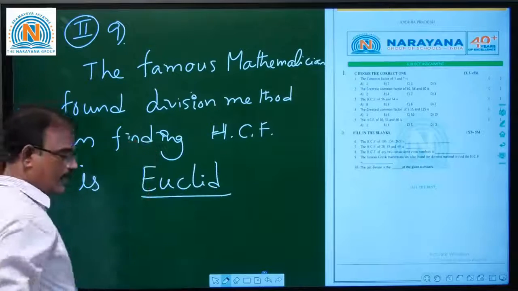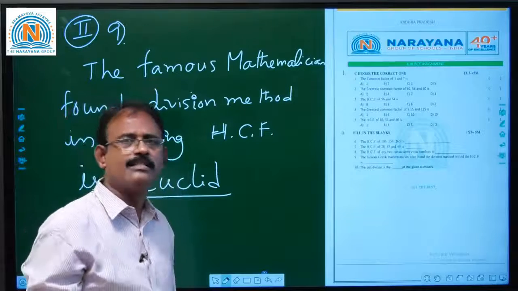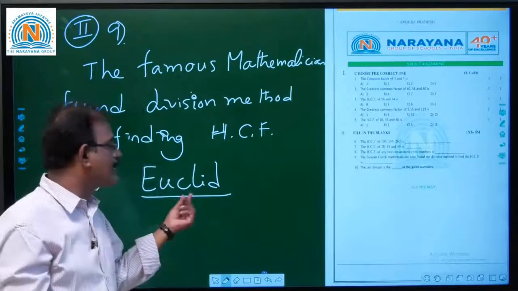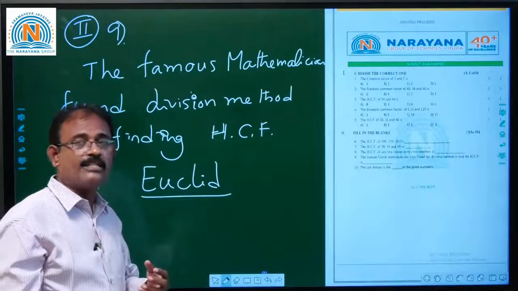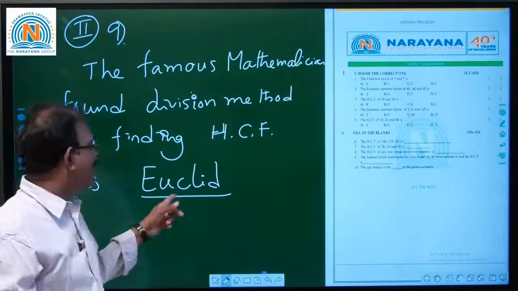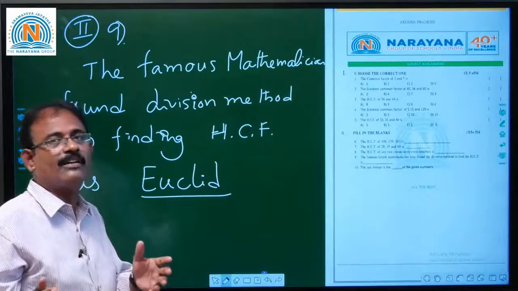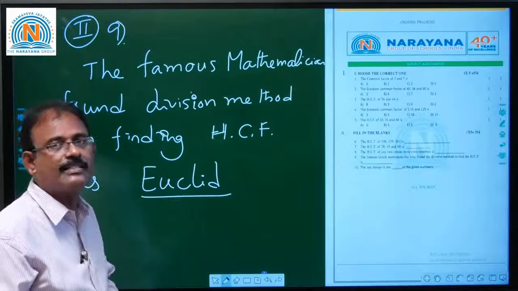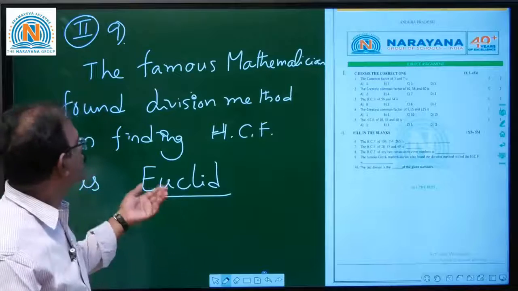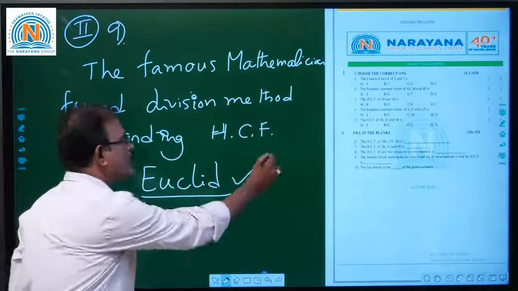He is none other than Euclid, father of many mathematicians like Pythagoras, Thales, Varahamihira, Aryabhatta, so many. By applying his concepts only, Thales, the mathematician who found the sum of all three angles in a triangle is 180 degrees, and everything he kept under the name of the Elements book. Anyway, he found the division method for finding HCF. His name is Euclid, children.